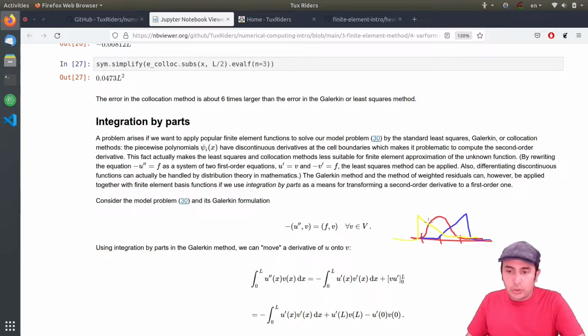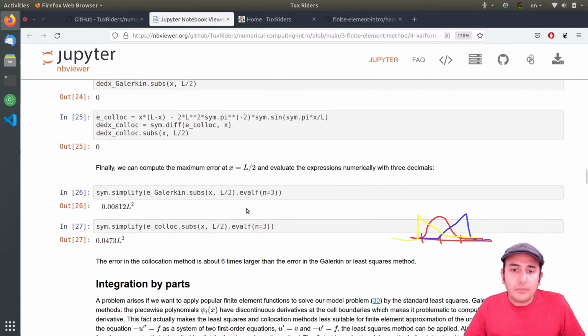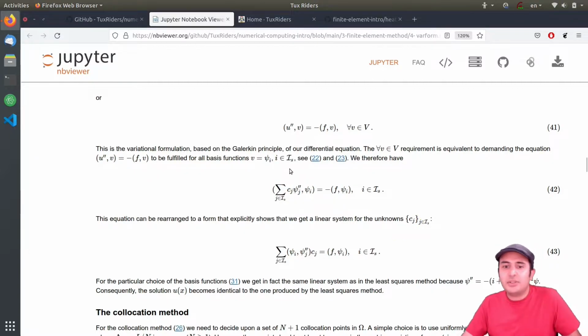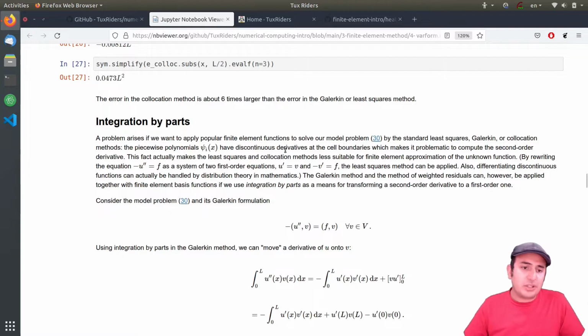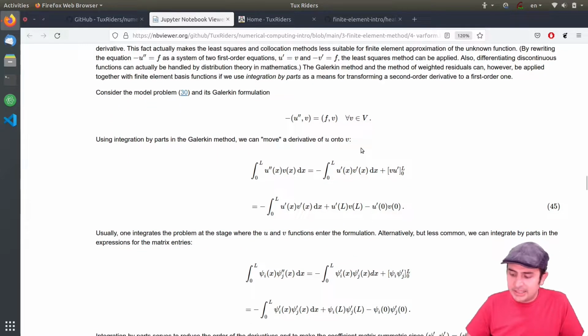So for terms like this one that I showed you here, for example, it is not possible to define the second derivative of the basis function because it doesn't exist. So we cannot apply the Galerkin method directly to a differential equation when such a term is in the weak formulation. So the solution is the integration by parts. And it is a very, very simple technique that you can see here, we have a second derivative here.